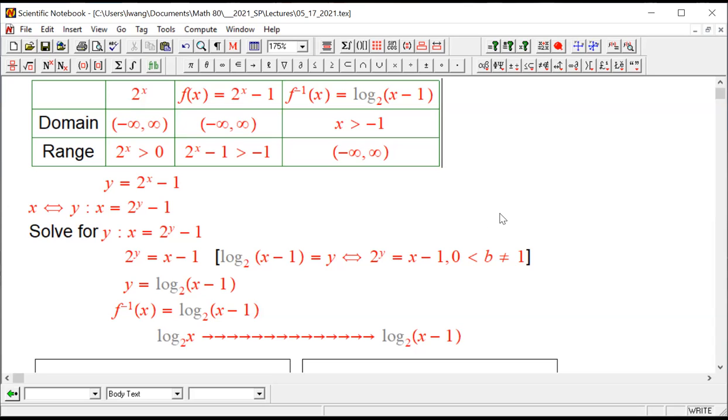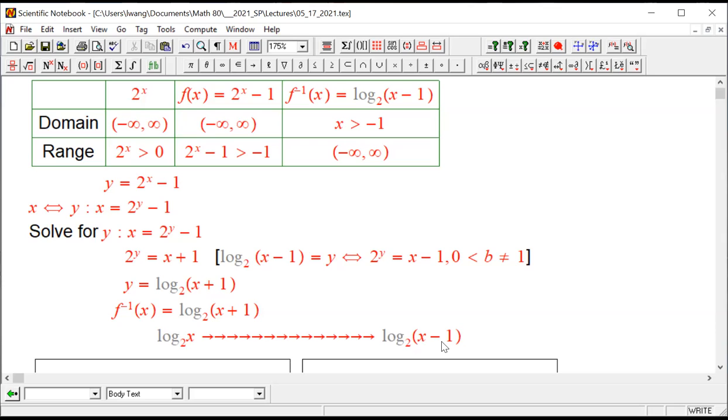I know it. I got it. I didn't make a mistake. I did make a mistake. Did you see that? I made a mistake. Where is the mistake? The mistake is here. When I isolate 2 to the power y, this should be a plus 1.